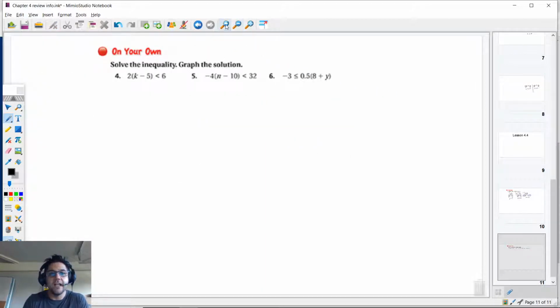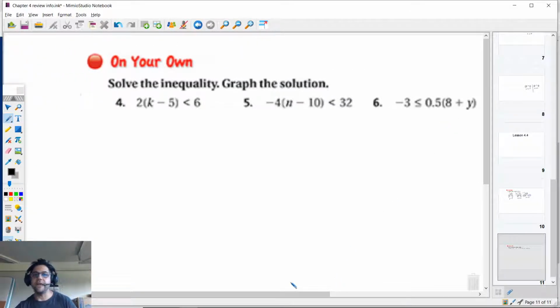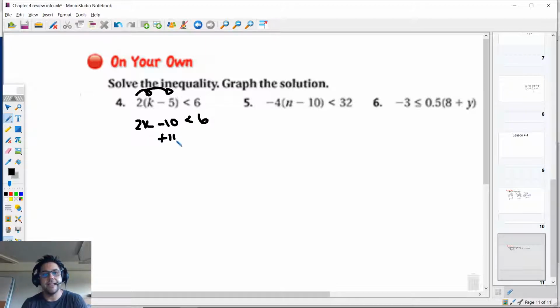All right, so again, let me show you the basic way, and then there's a slightly more advanced way for some of you that you may want to focus on. So the basic way is the distributive property. So 2 times k is 2k. 2 times -5 is -10, is less than 6. So if you notice, it now looks like a normal two-step problem, and we can continue on. So let's add 10 to both sides. That gives me 2k is less than 16. Divide by 2. So k is less than 8.